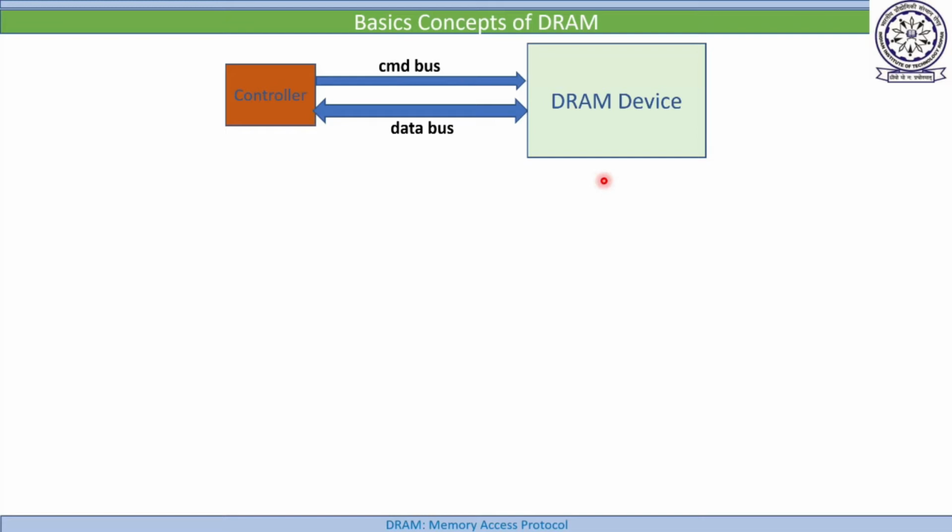That's why today we will discuss some basic commands based on which we can access the DRAM device. That's why it's called the memory access protocol, along with the different timing constraints for these commands. So both the basic commands and the timing constraints are important for today's discussion.